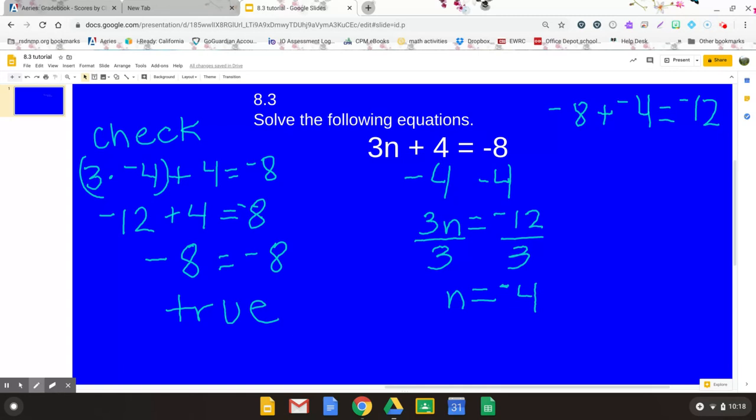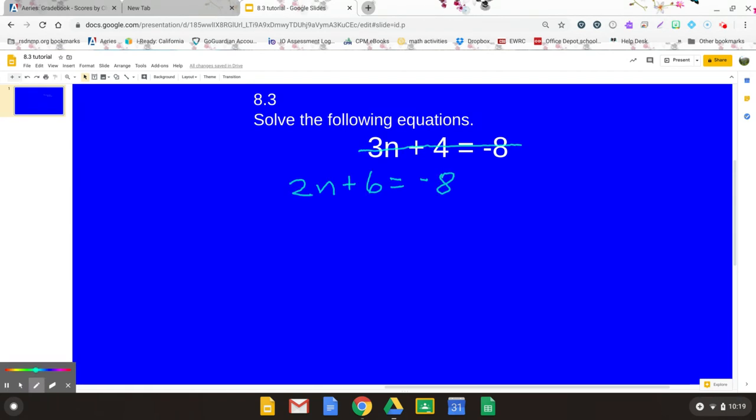Now I'll do problem number 2 in 8.3 if you need a little more help. Now we have the problem 2n plus 6 equals negative 8. So I'm going to subtract 6 from both sides. So then I have 2n equals, I'm adding, I have a negative 8 and a negative 6, so I'm adding. So it's 14, and then it's negative because both of the numbers that I was adding were negative.